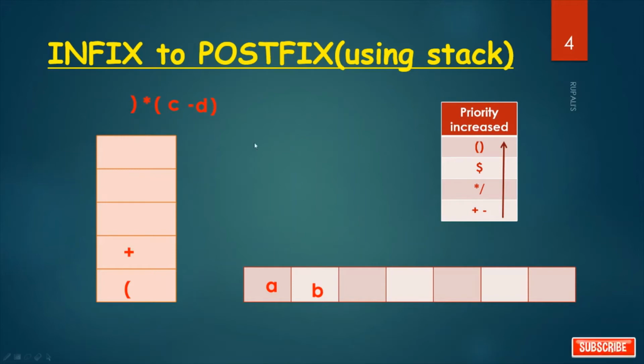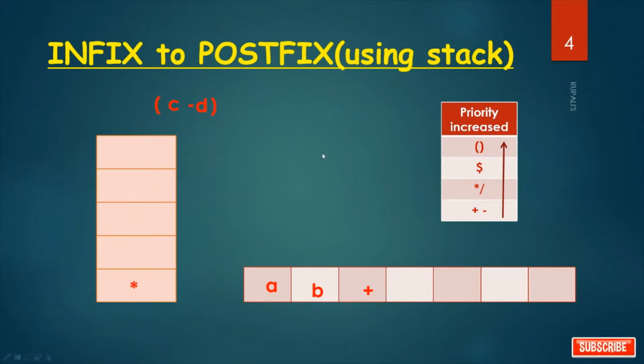Now the closing bracket. If a closing bracket comes, till we get the opening bracket, you have to pop all the elements from the stack, and also no need to push the closing bracket. So pop plus here. Now pop the opening bracket, but no need to write it to the output string.